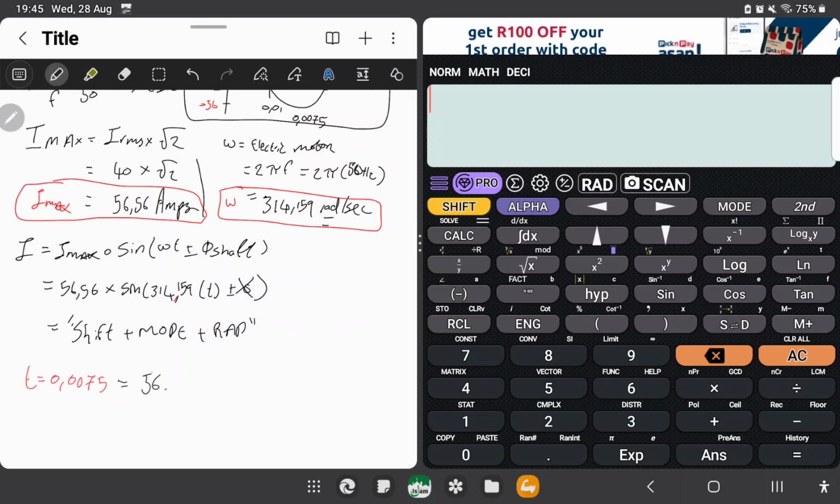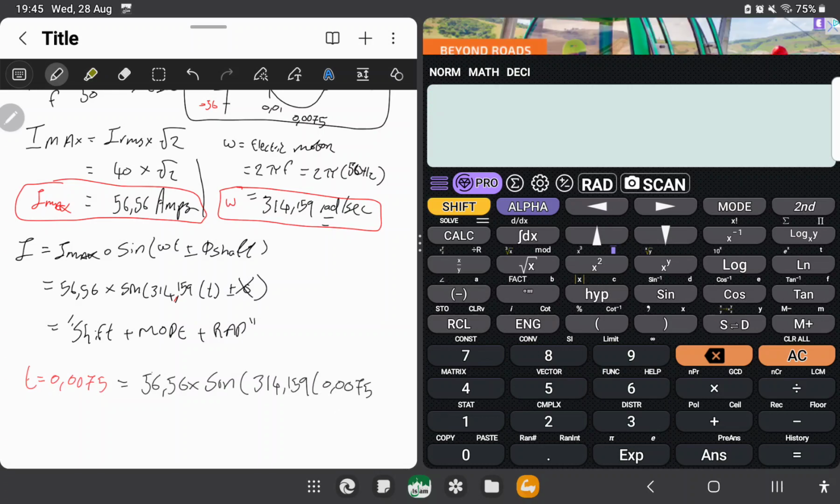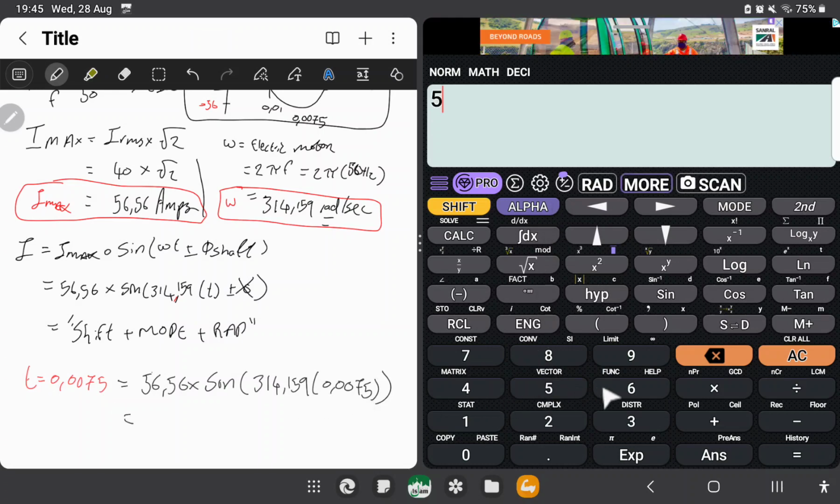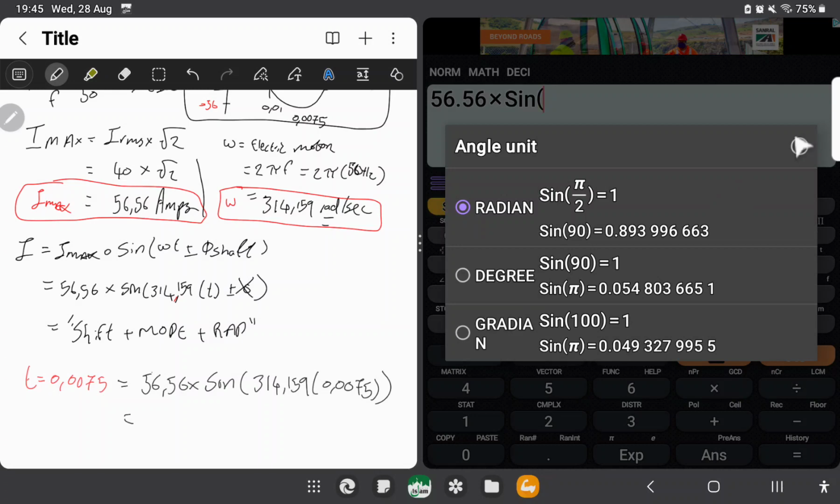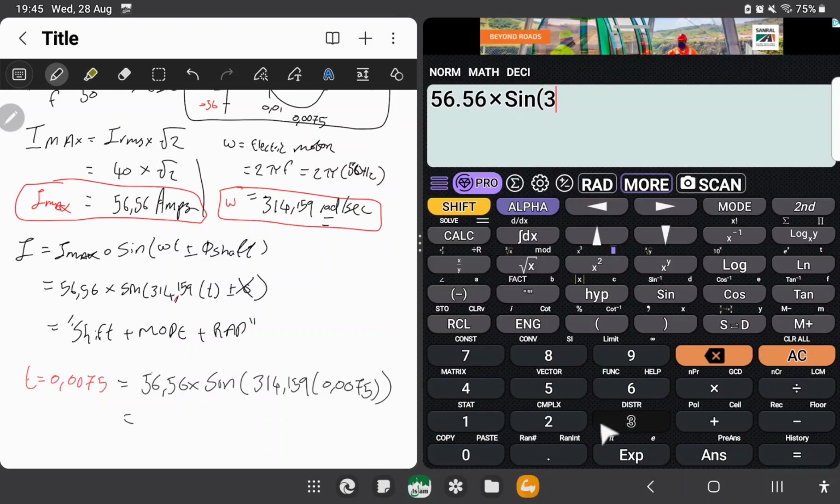So we have 56,56 multiplied by sine, open brackets, angular frequency, which is 314,159, multiplied by time, which is 0,0075, and then close the brackets, and then we're going to get an answer. So 56.56 multiplied by sine, open brackets, 314.159 multiplied by 0.0075, close the brackets.